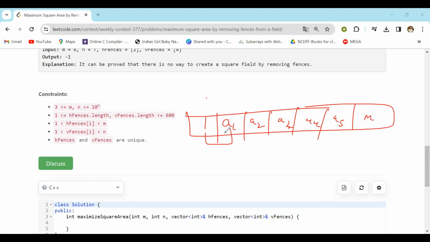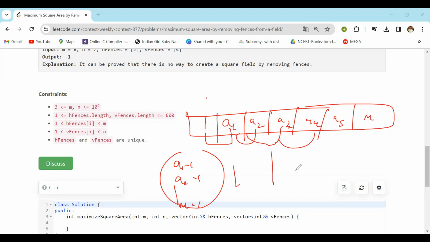Now, what are the total different lengths possible? One is A1 minus 1, correct? A2 minus 1, similarly up to M minus 1 are the total different lengths possible horizontally. Similarly, A2 minus A1, A3 minus A1, A4 minus A1. You are getting my point. These are the different lengths which are possible.